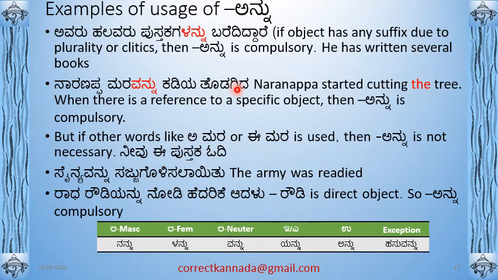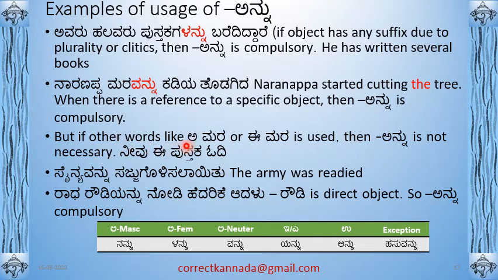Kadiyat Todagida. So Kadiya is to cut. Kadiya Todagida. He started to cut. Todagu is to cut. So Kadiya Todagida. It means he started cutting. Naranappa started cutting the tree. Because you have the sentence in English that says the tree, so you say Maravannu. If he cut a tree, you will not put Maravannu. Naranappa Mara Kadiyat Todagida. He started cutting a tree. But here it's the tree. Okay.